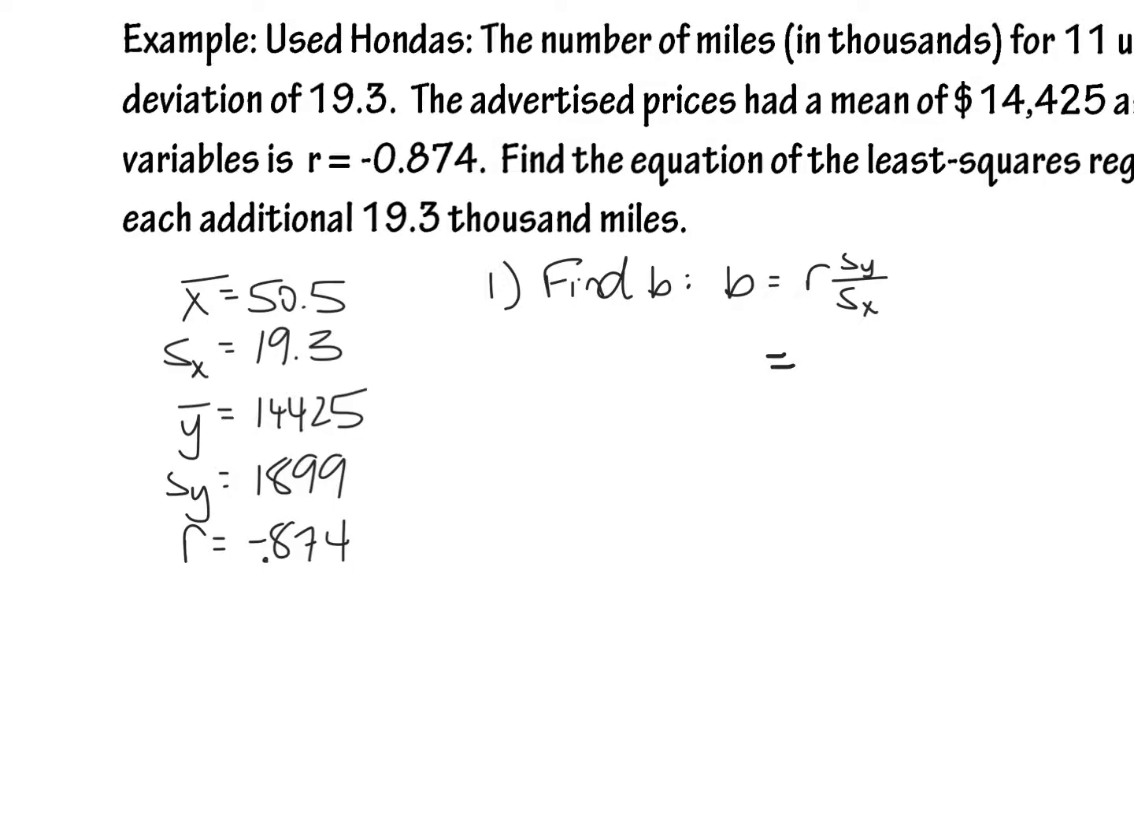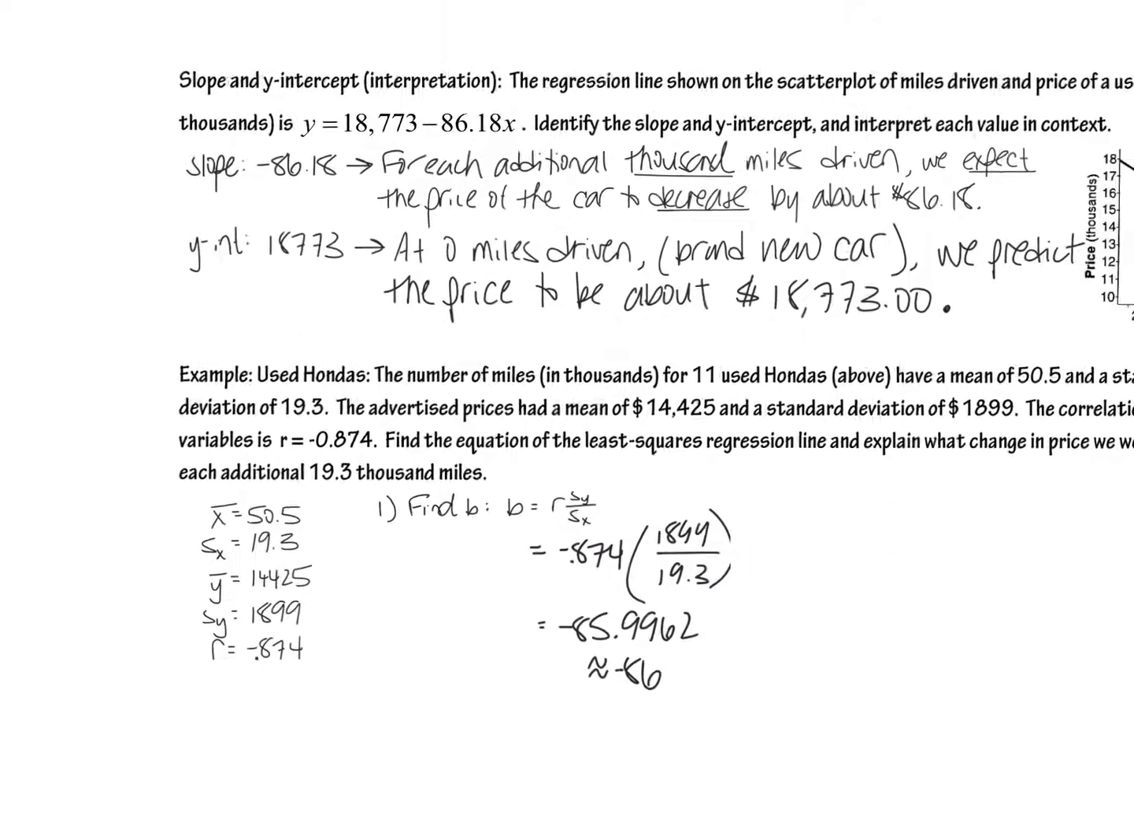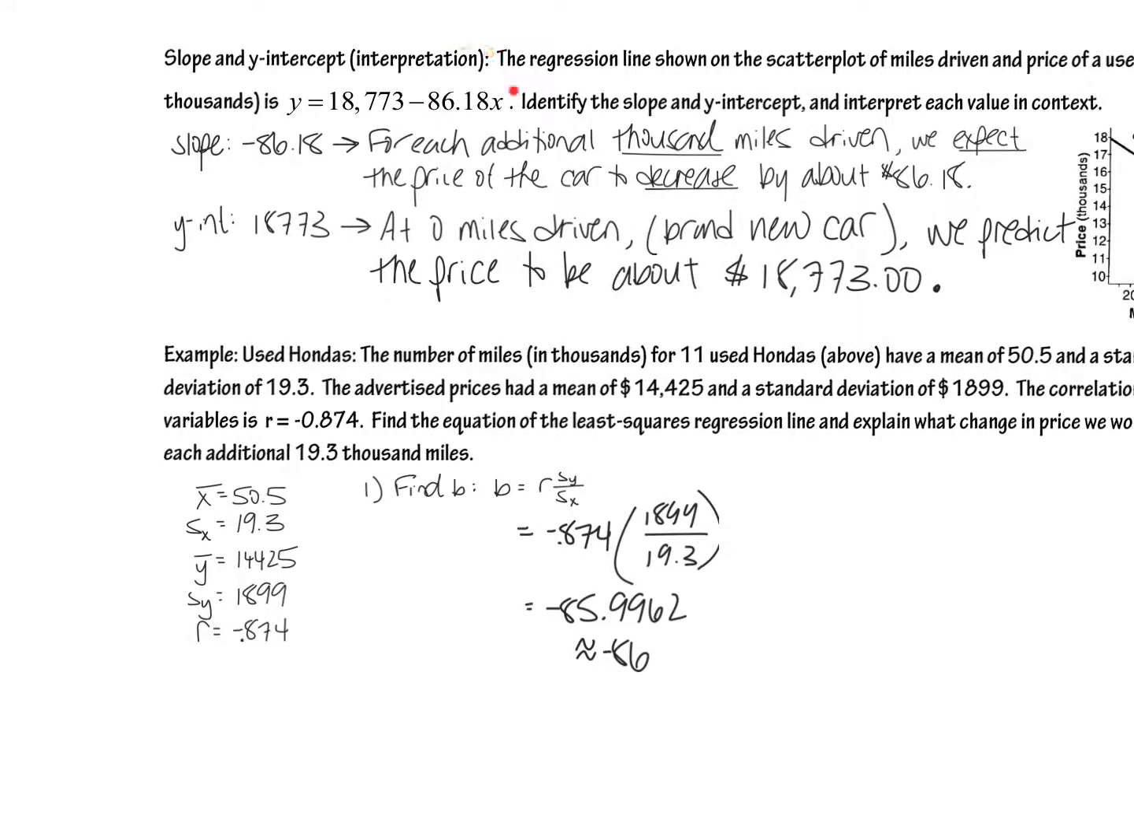I have negative 0.874 times 1899. I'm just pulling the numbers from my list over on the left, 19.3. And that gives me a grand total of negative 85.9962, which you can see is pretty close to negative 86, which we were given in the original problem. So I'm just trying to make sure that it's matching up with what I have up here. So off slightly due to rounding errors. Otherwise, that is the formula and how we're going to get that one.